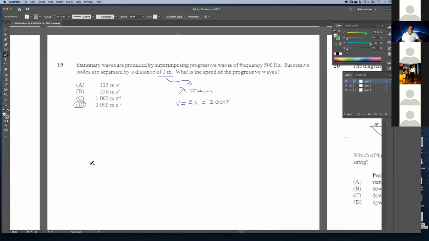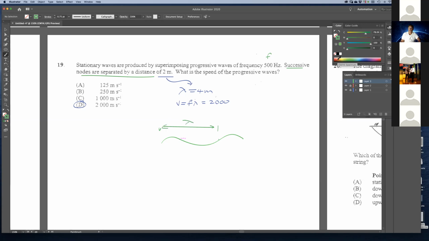Number 19. Stationary waves are produced by superimposing progressive waves of frequency 500 Hertz. Successive nodes are separated by 2 meters. When they say that, we know that in a standing wave, nodes are separated by lambda over 2. In a standing wave, lambda is from here to here. That's lambda in a wave.